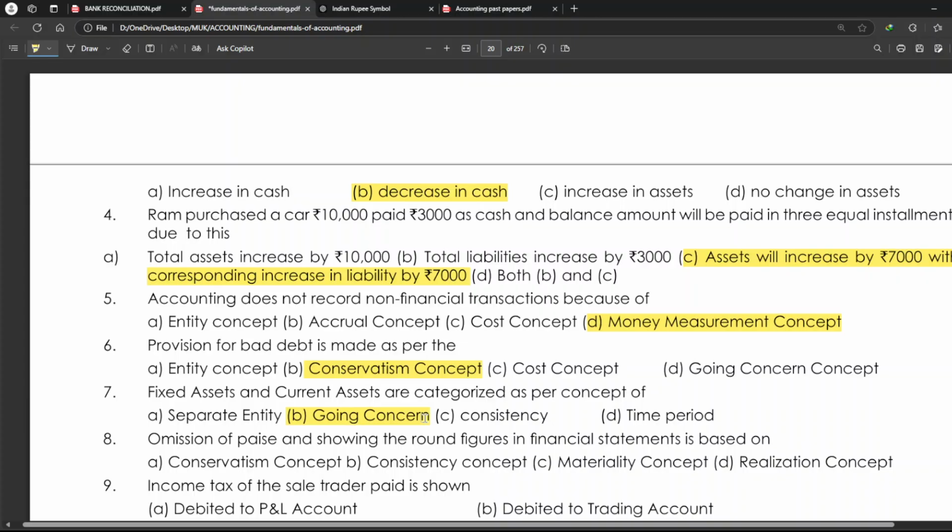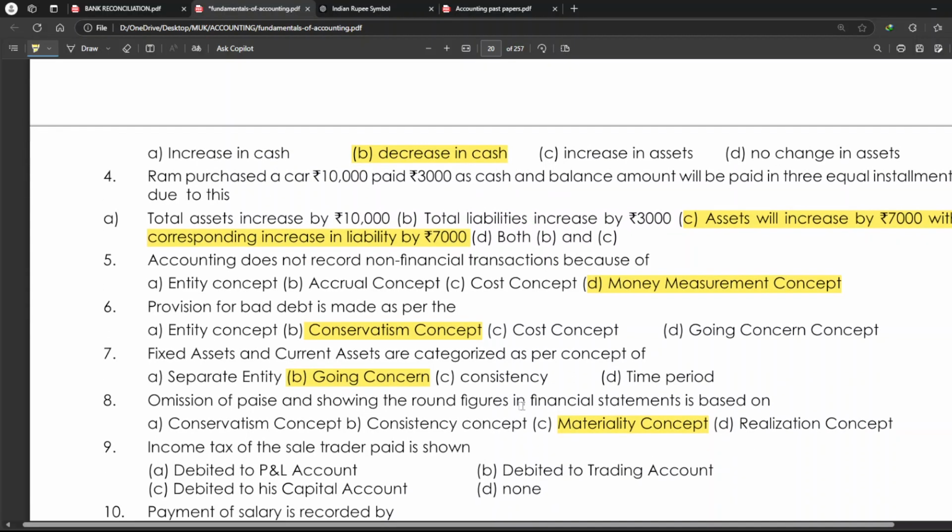Number 8, omission of praise and showing round figures in the financial statements is based on omission of praise. It's like when they're crediting you, oh boss, you are good, you are this. It is under which concept? Omission of praise. We see that number 8, we should know it. The answer is material concept. Only monetary value is recorded. To omit praise, you refuse to put it anywhere.